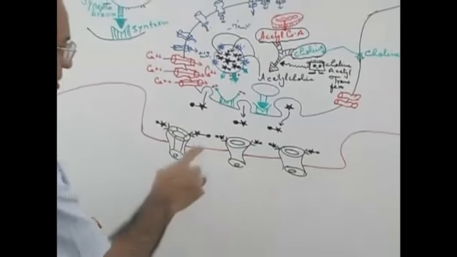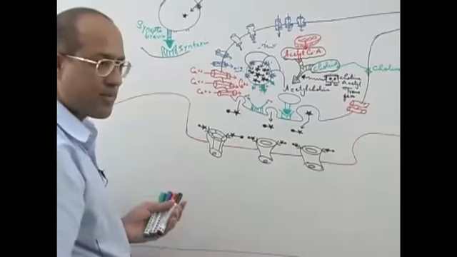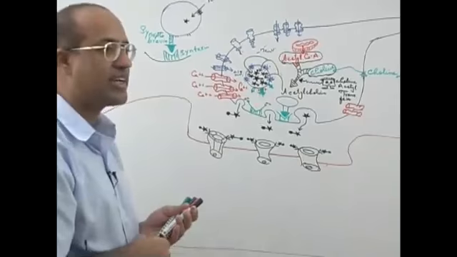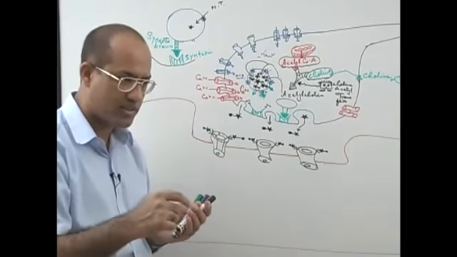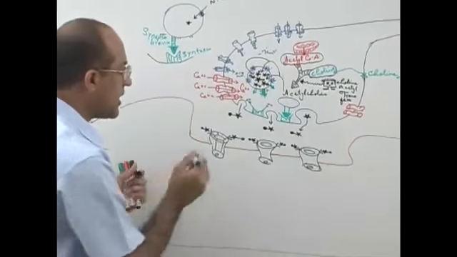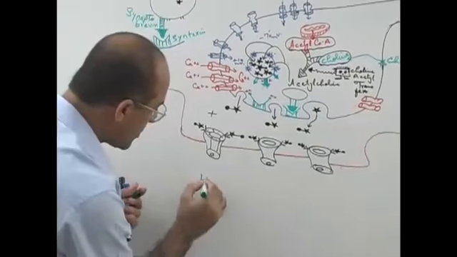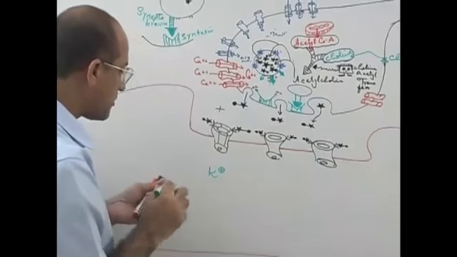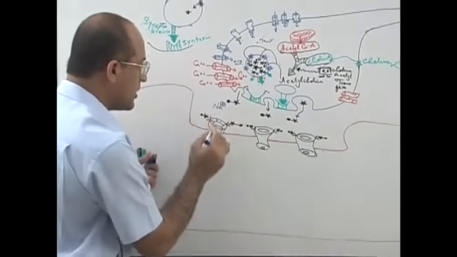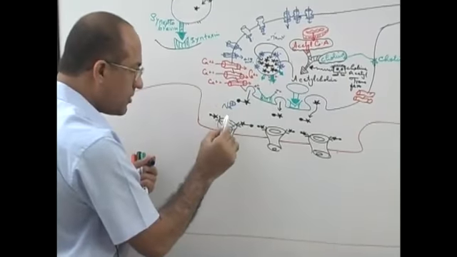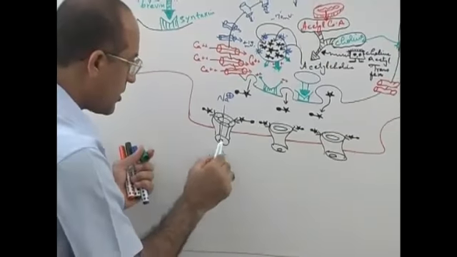As soon as acetylcholine binds at these places, what happens? These channels open. When these channels open, they allow the cations to move. Now the cations outside are sodium, and the cations inside are potassium. Because they allow free movement of the cations, sodium will move in and potassium will move out.